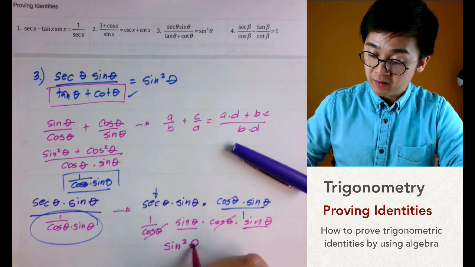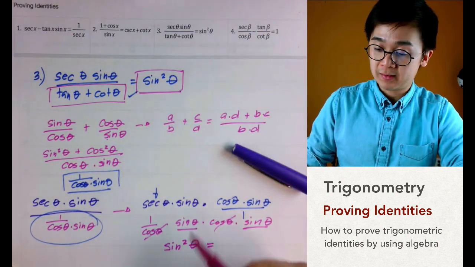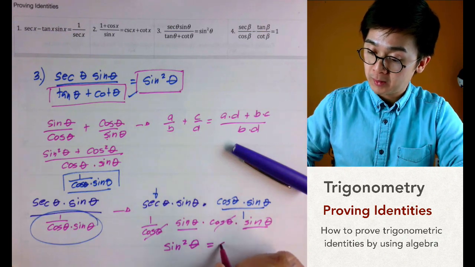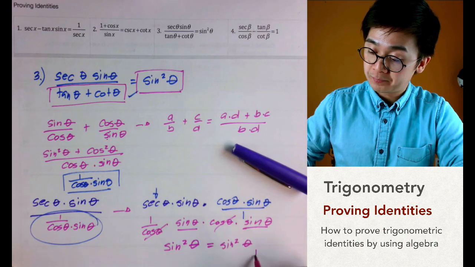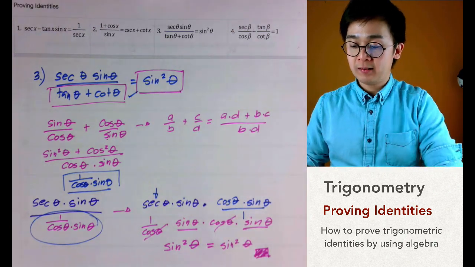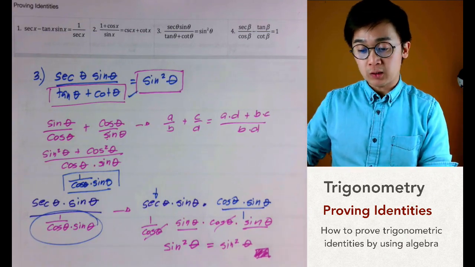So we have sine squared theta, which happens to be the same as the left side of our equation, or right side of our equation. So you have sine squared theta, and we're able to prove that they are the identity of each other, or they're the same or equal.